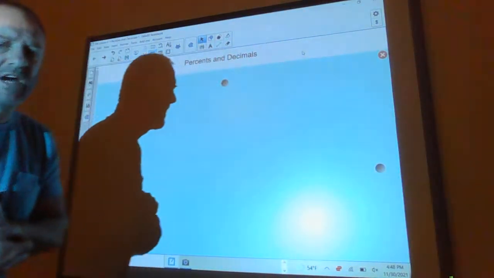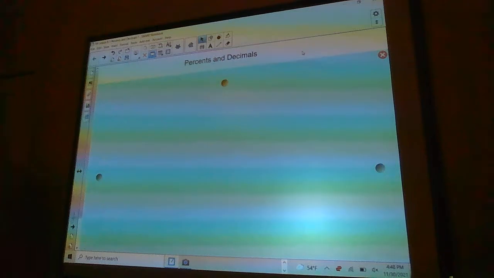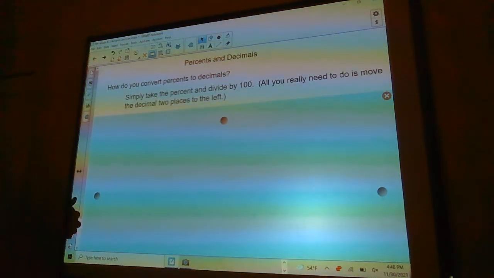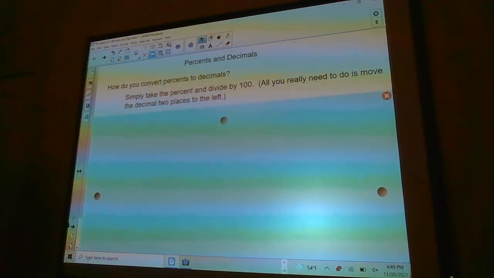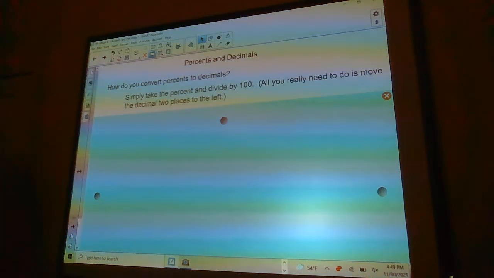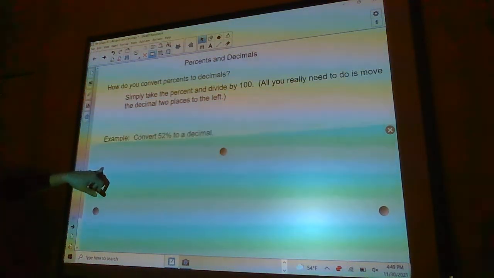Hey everybody, today we're going to talk about percents and decimals. So, how do you convert percents to decimals? Well, it's easy. You simply take the percent and divide by 100. So, all you really need to do is move the decimal place 2 places to the left.